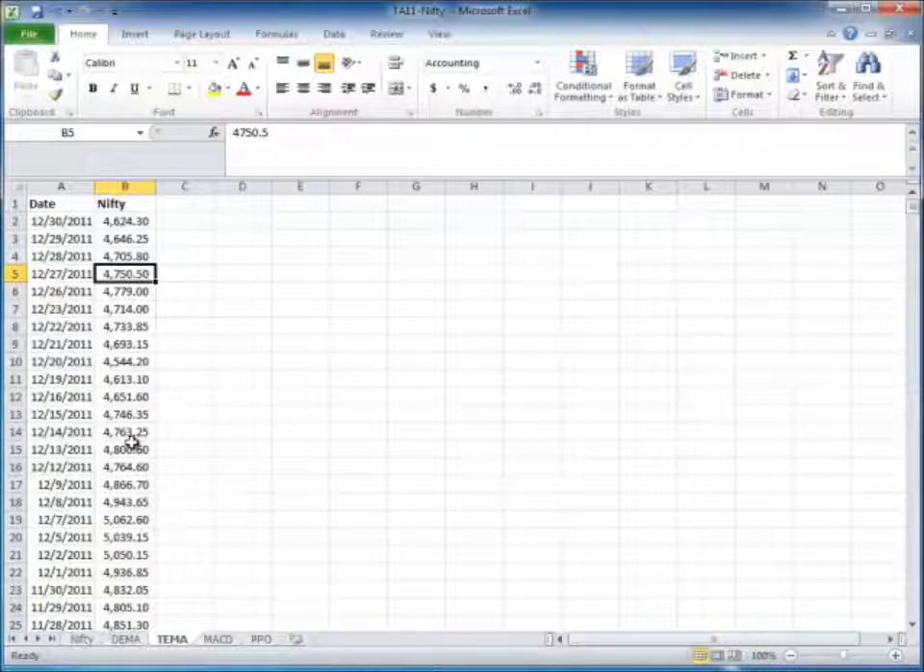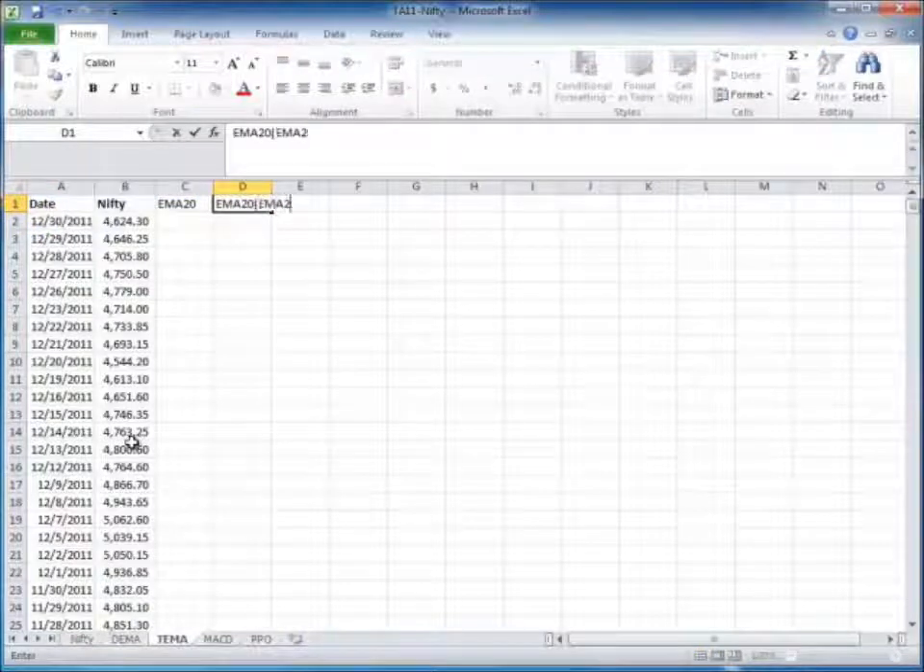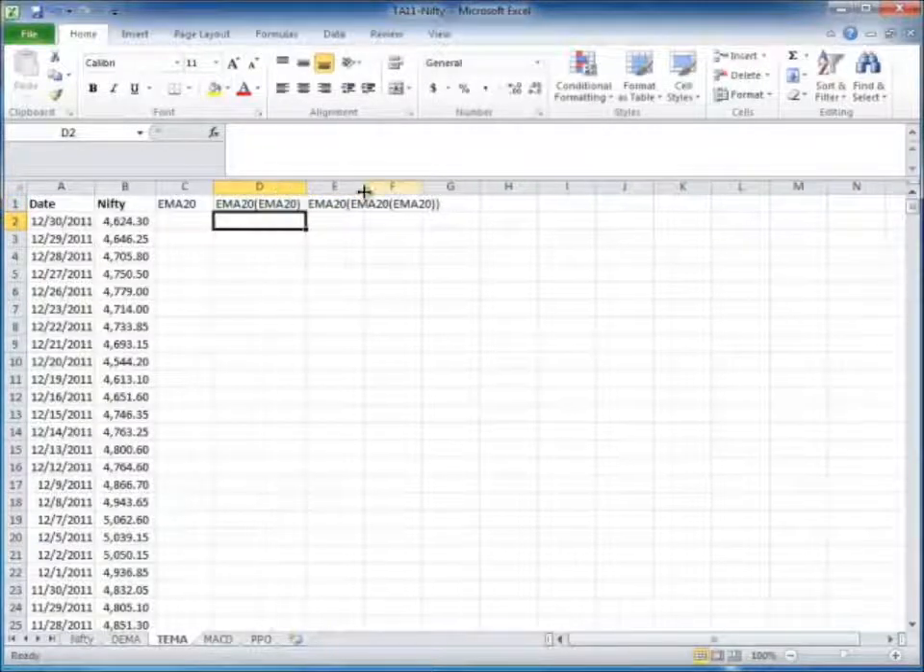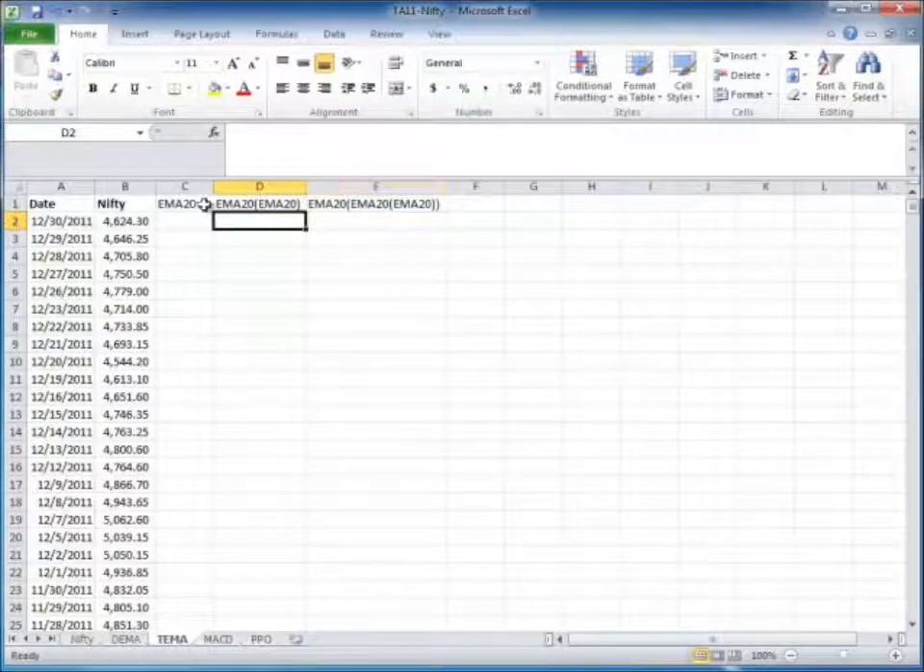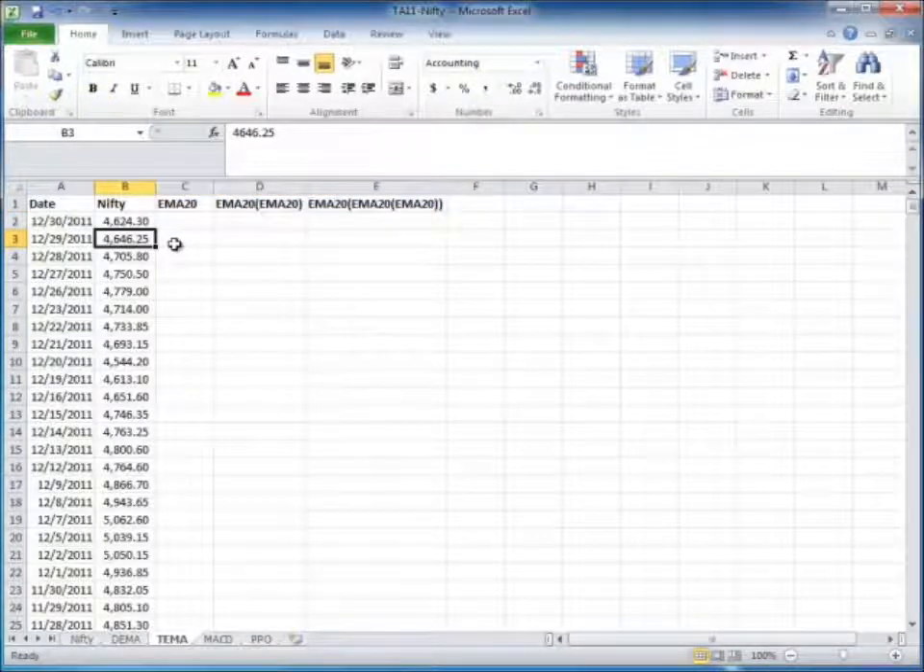So first what I need to do is calculate the EMA 20, which I did earlier, but I'll do it again. Then I will need the EMA of the EMA, right? And finally I will need the EMA of the EMA of the EMA. So these columns will become a little bigger, but that's fine. So how do we do this? Well, we know how to do the EMA, of course.